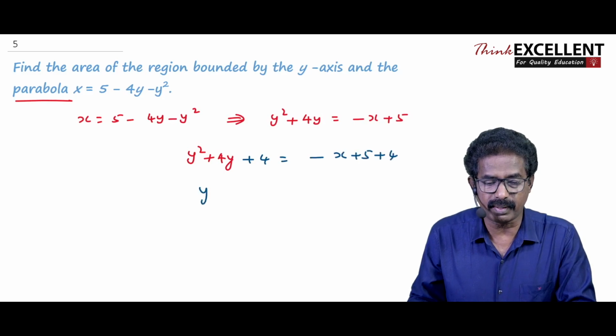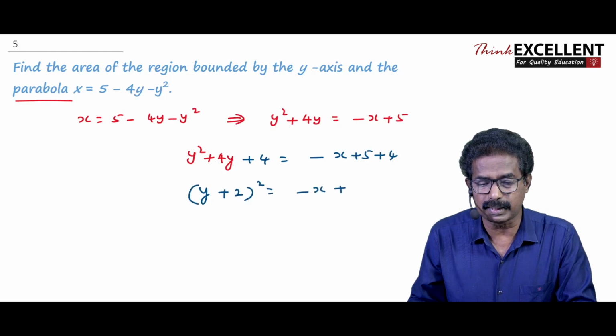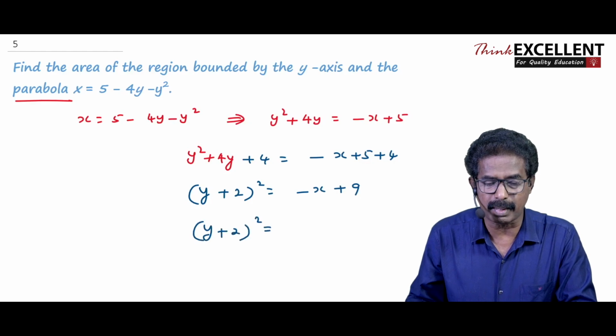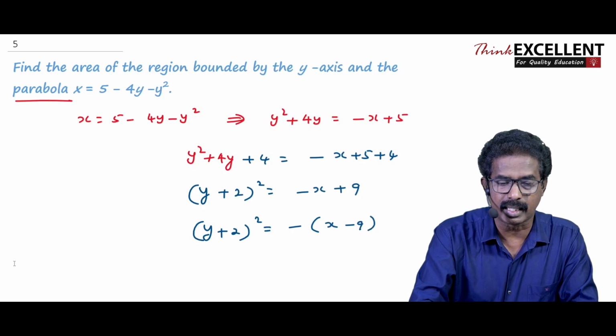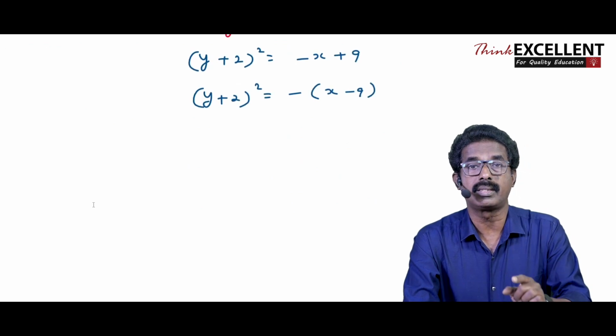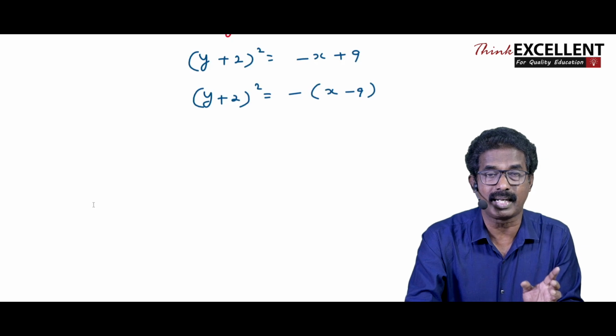So the left side is a perfect square: y plus 2 the whole square equal to minus x plus 9. Or you can say y plus 2 the whole square is equal to, take a minus sign outside, x minus 9. So you will get the clear idea now. This is a parabola. What type is it? y square equal to minus 4x. So open leftward, right? Open leftward.